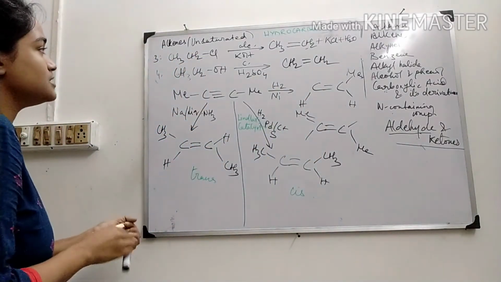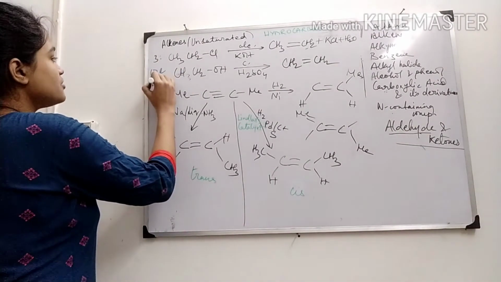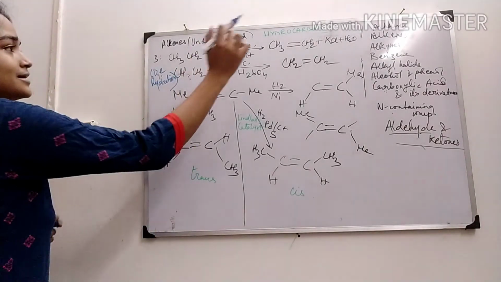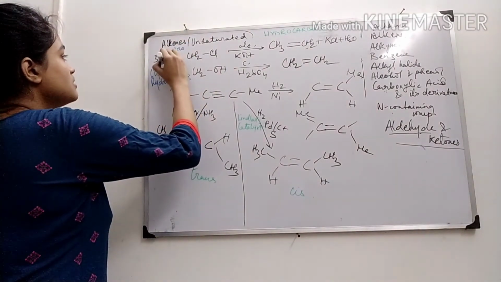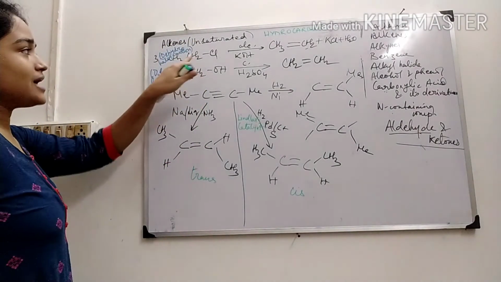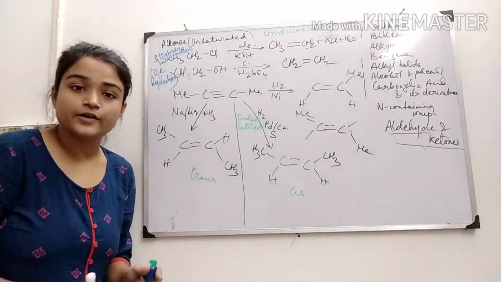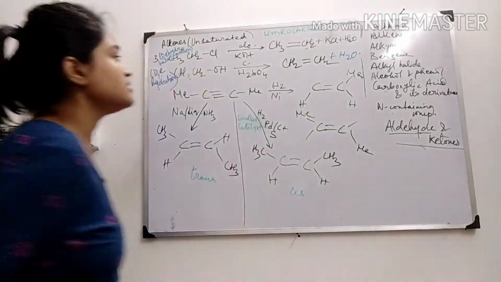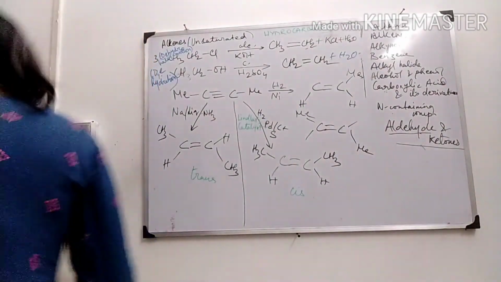Now this process is dehydration, because water is eliminated, and this other one is dehydrohalogenation. Hydrogen as well as halogen, both are eliminated. That's why it is dehydrohalogenation, and here water is eliminated. So this is dehydration.